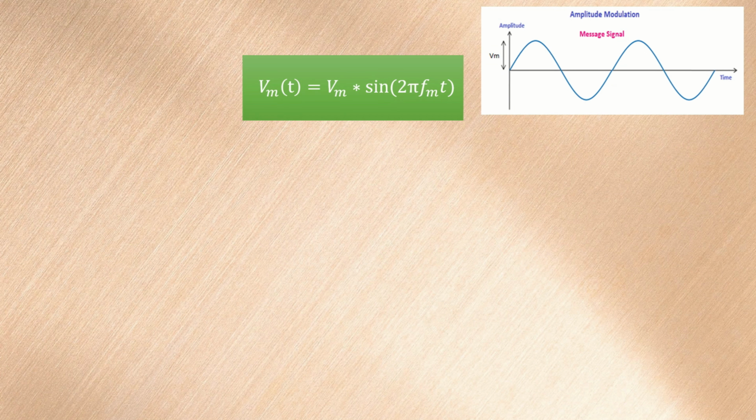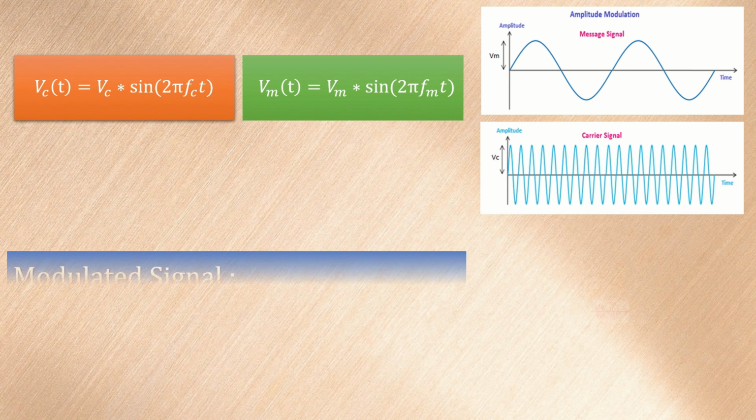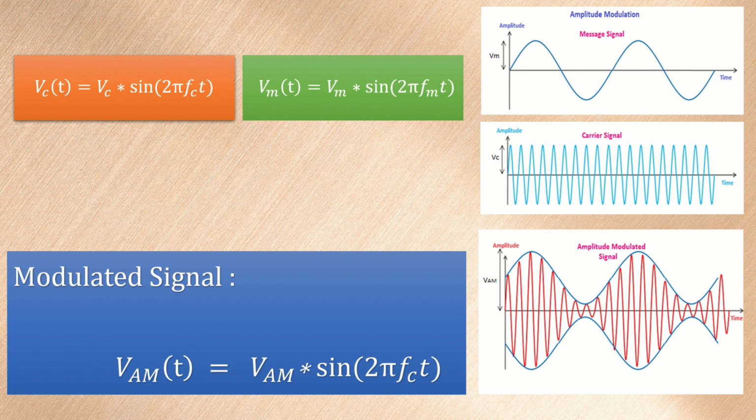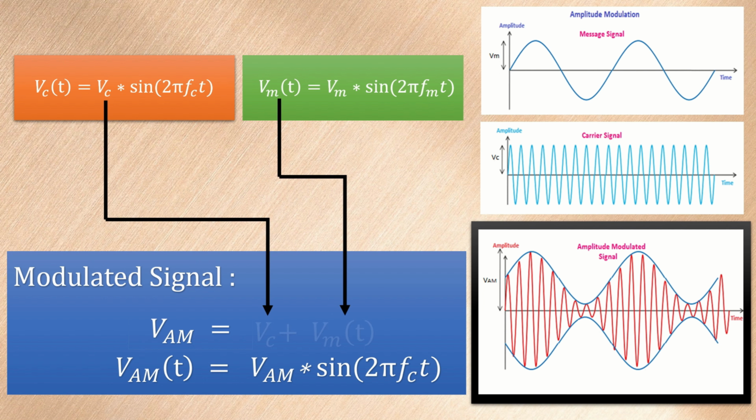I repeat, the message signal Vm of t is equal to Vm into sine 2 pi Fm t. The carrier signal is Vc of t is equal to Vc into sine 2 pi Fc t, and the modulated signal is Vam of t is equal to Vam into sine 2 pi Fc t. When we observe the modulated signal, we can say that the amplitude of the modulated signal is varying in accordance with the amplitude of the message signal. So, the amplitude of the modulated signal can be written as the sum of the amplitude of the carrier signal plus the message signal. So, Vam is equal to Vc plus Vm of t.